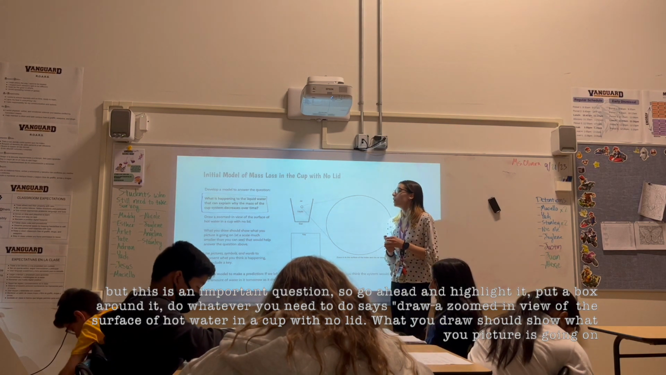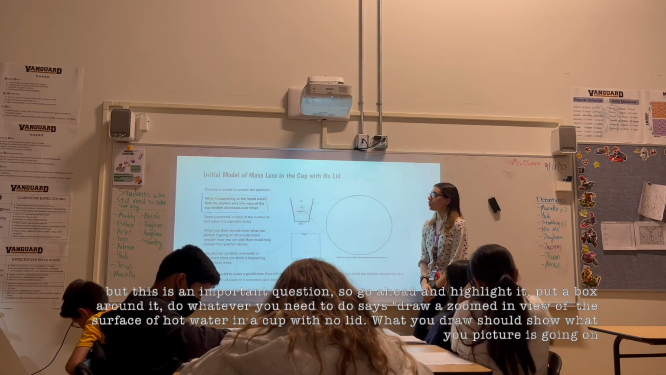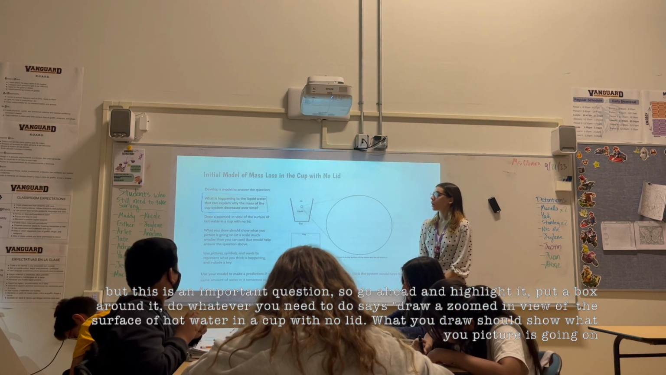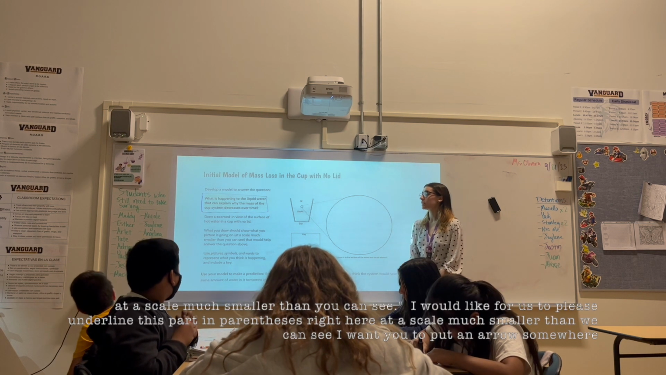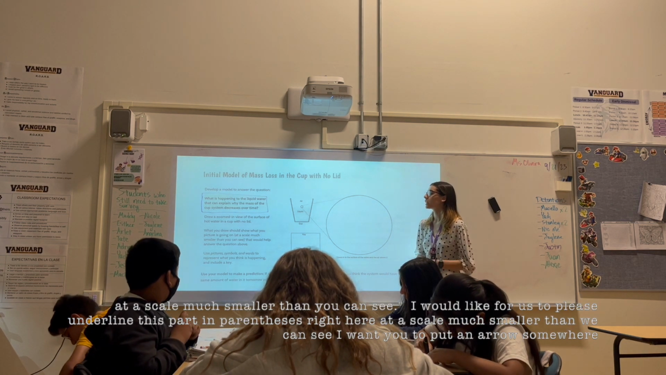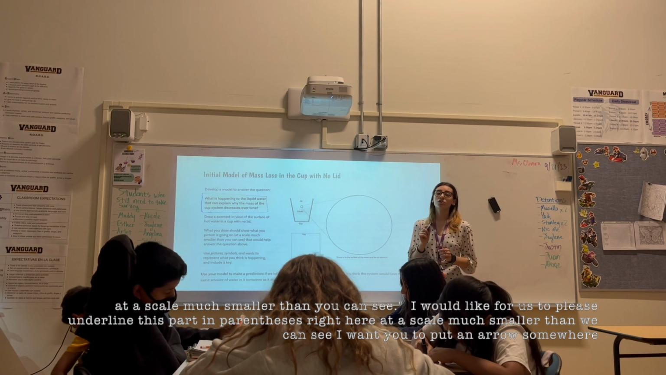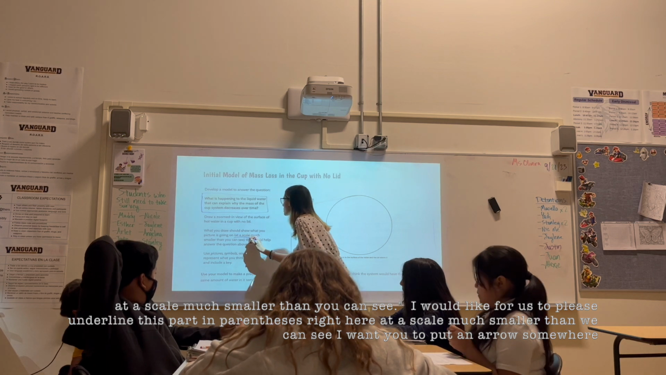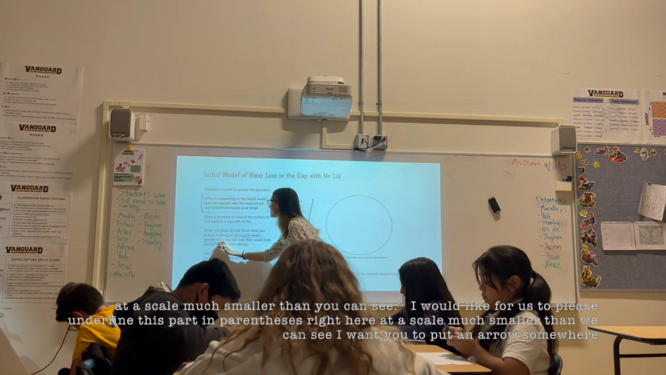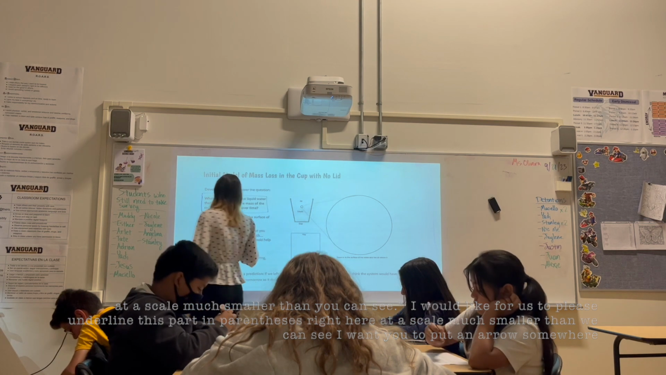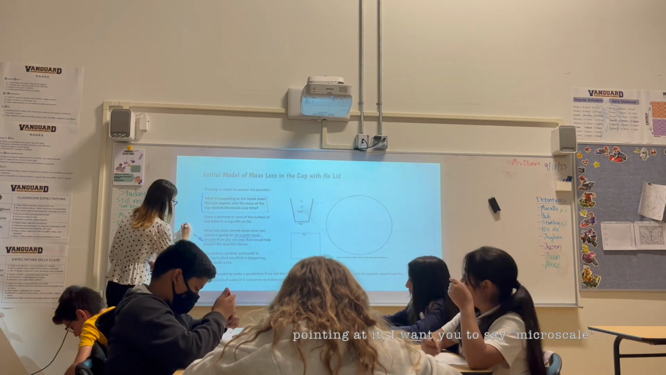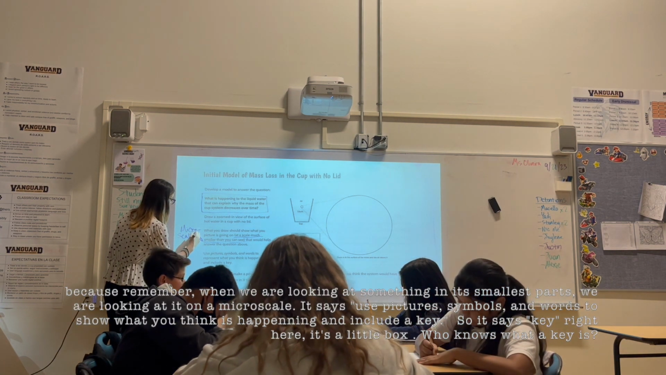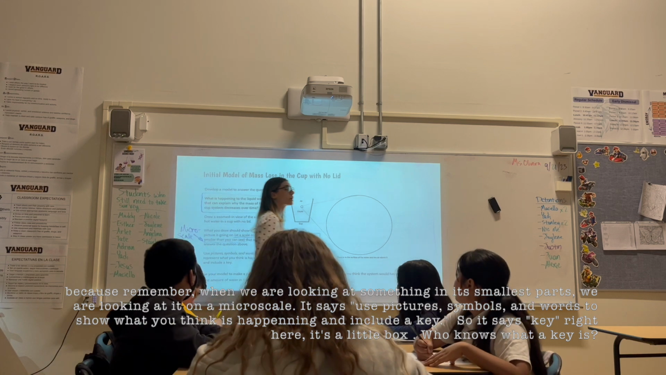It says, draw a zoomed in view of the surface of hot water in a cup with no lid. What you draw should show what you picture is going on at a scale much smaller than you can see. That would help answer the question above. Also, I would like for us to please underline this part in parentheses right here, at a scale much smaller than you can see. I want you to put an arrow somewhere, pointing at it. I want you to say micro scale. Because remember, when we are looking at something in its smallest parts, we are looking at it on a micro scale.